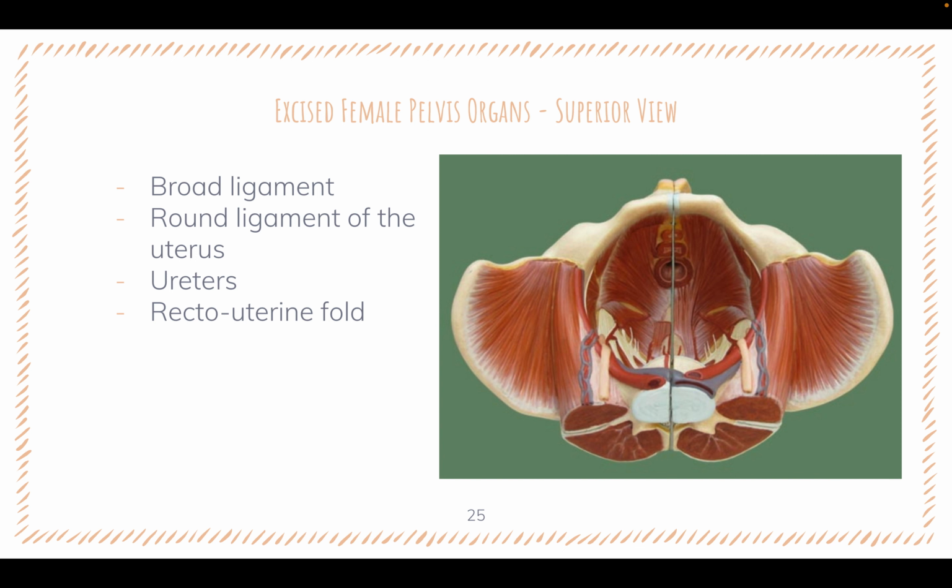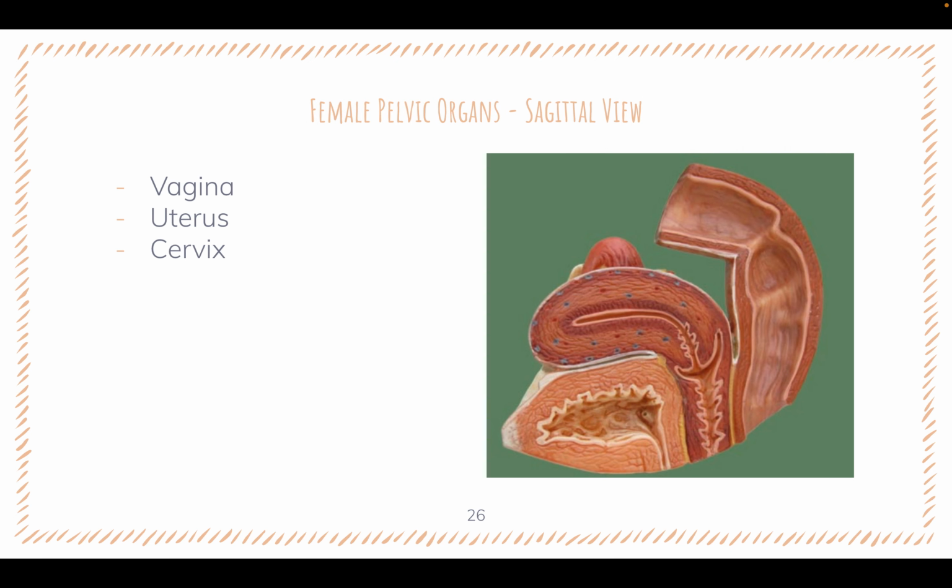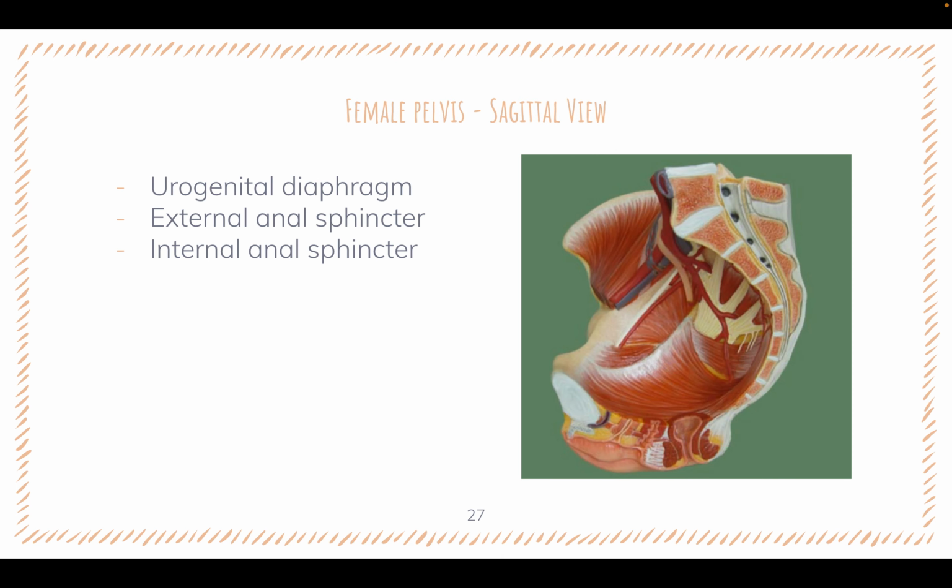In the superior view, we have the broad ligament, the round ligament of the uterus, the ureters, and the rectouterine fold. In the sagittal view, we have the vagina, the uterus, and the cervix. In the sagittal view, we have the urogenital diaphragm, the external anal sphincter, and the internal anal sphincter.